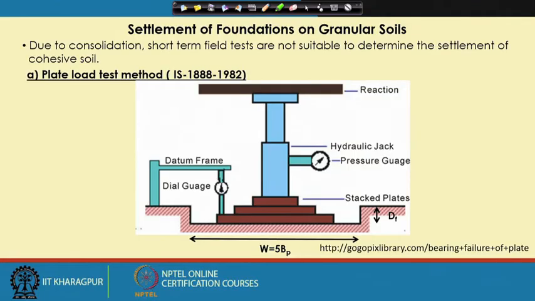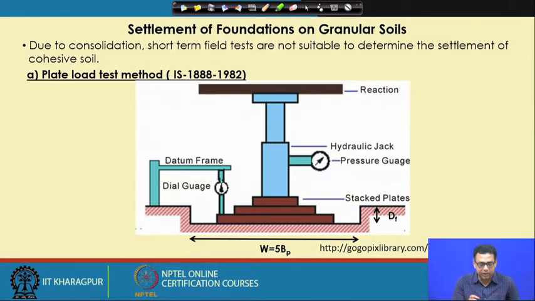So, I will discuss what are the methods that we use to determine the settlement of a granular soil. The first method that we are talking about is the plate load test method. It is not only the settlement; the bearing capacity also we can determine by using the plate load test. So, this is the field test.